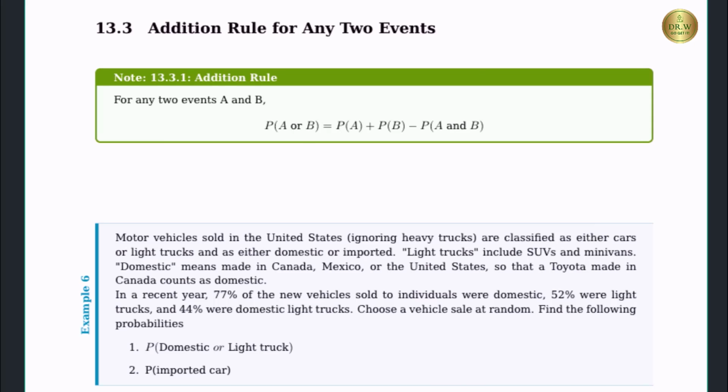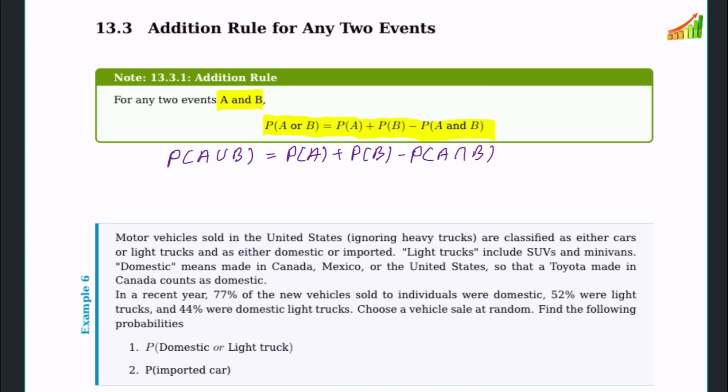Chapter 13, Section 13.3: Addition Rule for any two events. What is the addition rule for events A and B? It is the probability of A or B equals the probability of A plus the probability of B minus the probability of A and B. Let me write this down using notation. Probability of A or, meaning union, B equals probability of A plus probability of B minus probability of A and, meaning intersection, B.